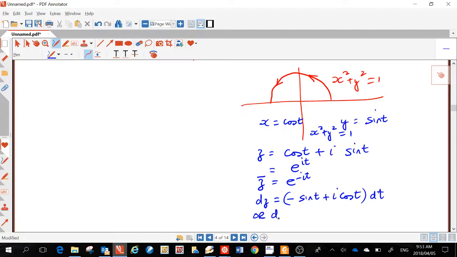Or I can write dz by differentiating this guy here. What's the derivative of e to the? Oh, I circled the wrong one. I meant this guy. dz. Differentiate e to the it, man. It'll be e to the it, and the derivative of the inner function, which is i. Is i e to the it dt.